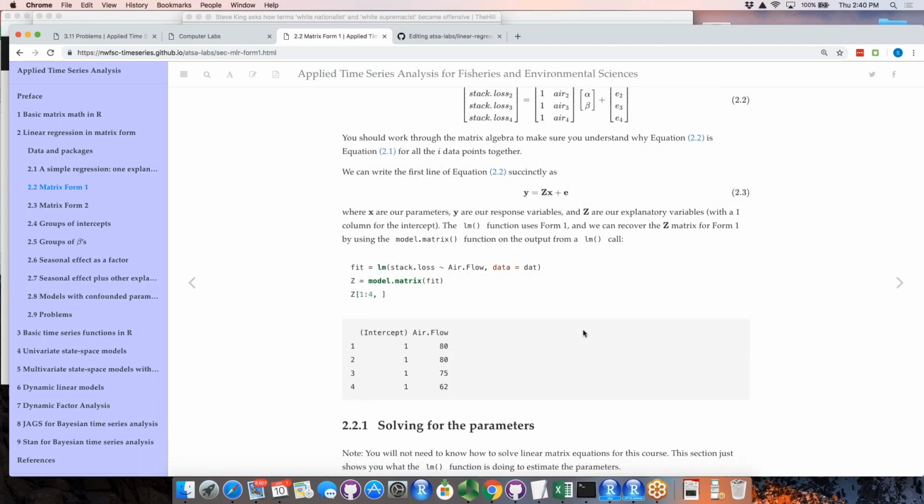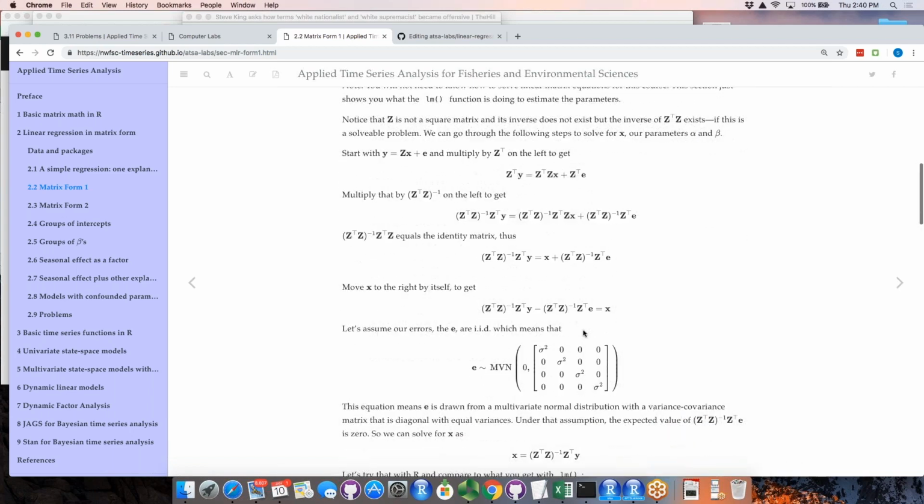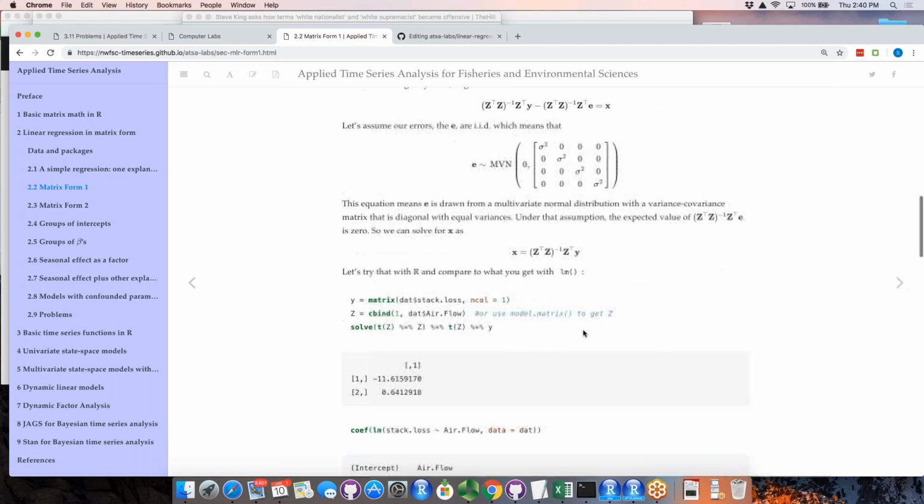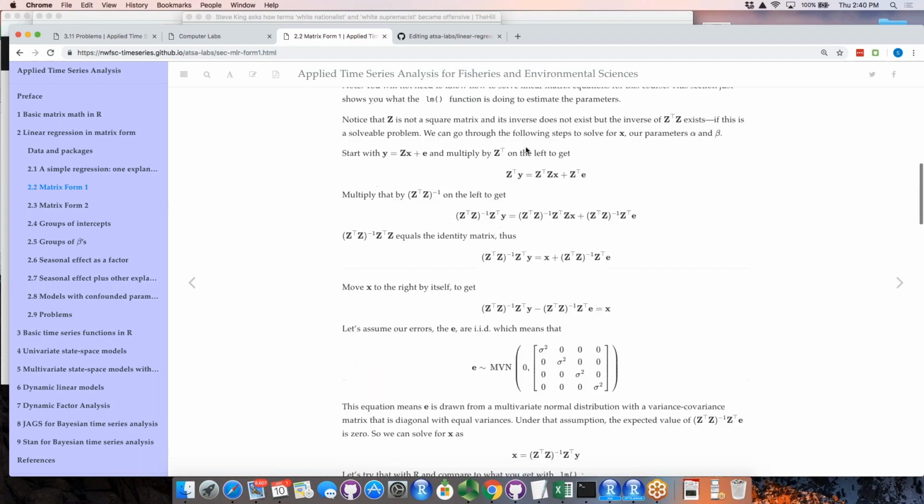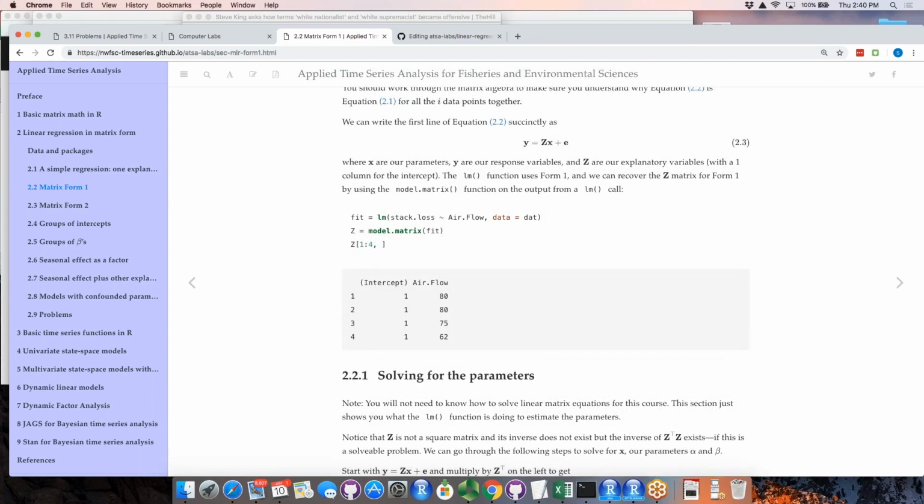The point is that once you have this, you can then do some matrix algebra and solve for the Z. If you go through that, you come up with this equation here, and this is your solution for the X's, which are your parameters. And you could write a little bit of R code and define that Z. Okay, so you're going to make a Z that looks just like that.